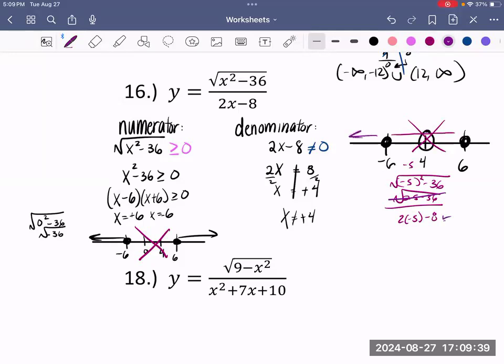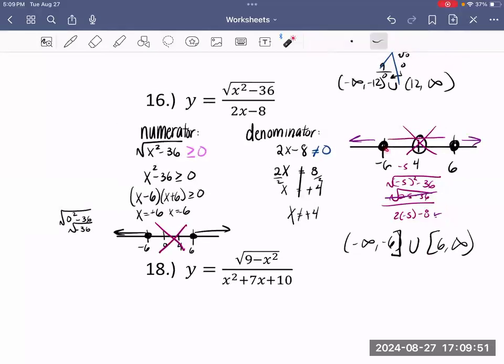It just means that any value that you're choosing between these ones will not work, which means that we're looking at either side. So from negative infinity to negative 6, union 6 to infinity. And we can still include these 6 values because you still are able to have a 0 in your numerator. And even if you do positive or negative 6, it's not going to produce a 0 in the denominator.